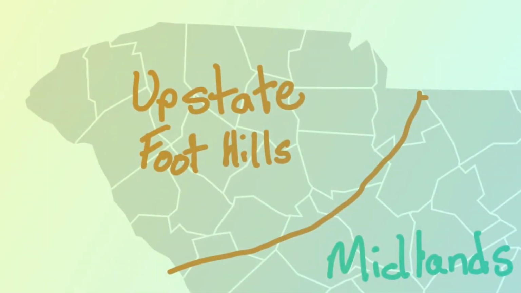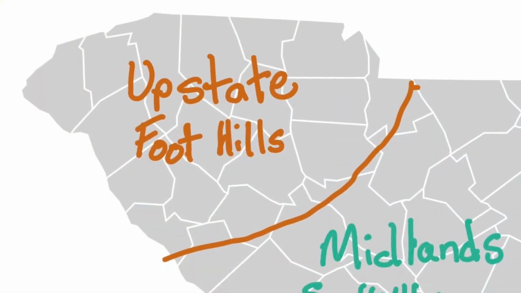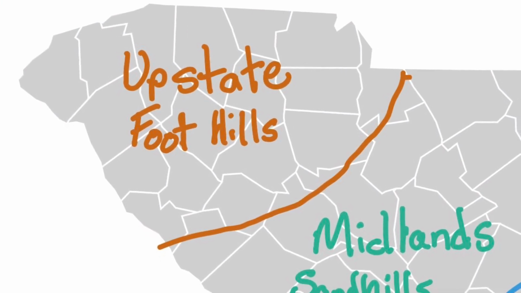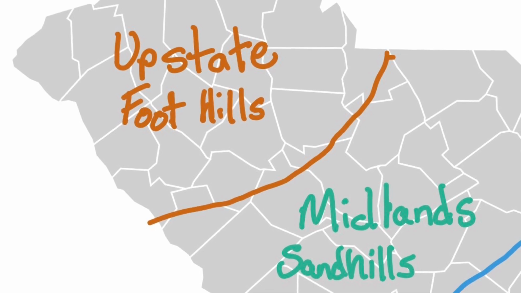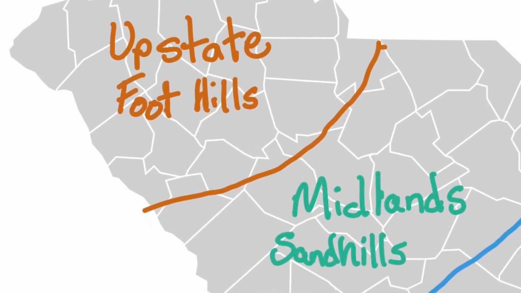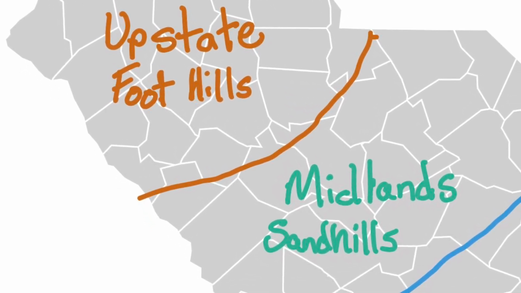Today, you're going to learn about the geography of South Carolina, and it can be broken down into three regions. We're also going to learn a little bit about the people and the culture of South Carolina. The three regions are the Low Country, which is along the coastal region, the Midlands and Sandhills, which are kind of in the middle of the state, and then you have the Upstate and the Foothills, which are towards the western part of the state.